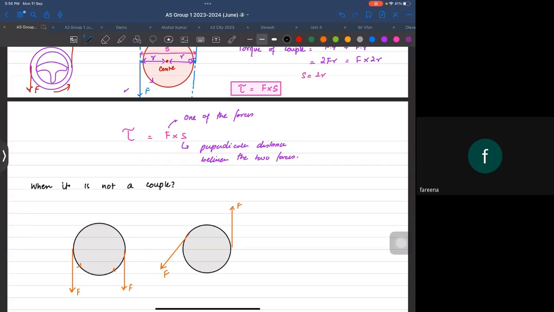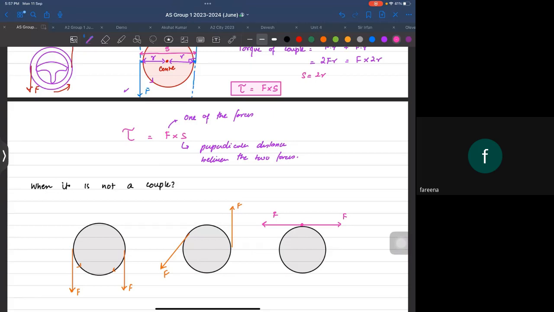Then it would not be a couple if one force is acting this way and the other force is acting this way from the same point. It means they're not parallel. They don't have a parallel line of action, so it will not turn again, which means this is not a couple at all. Okay? Any questions here?